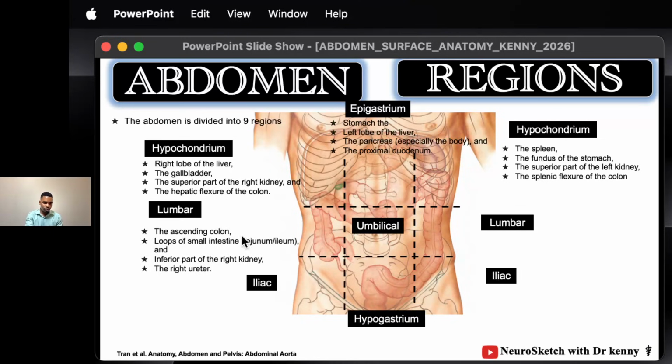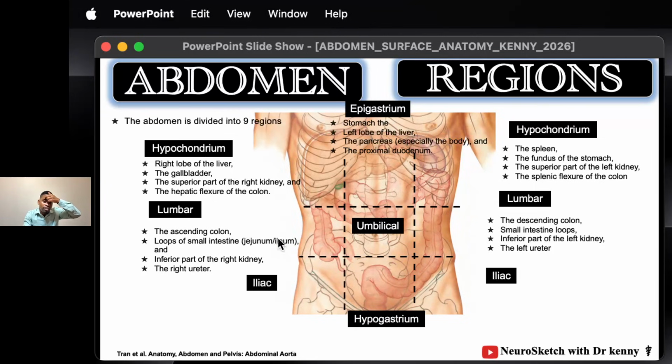Next we have the lumbar region, the right lumbar region, and what you should remember in the lumbar regions is that you have the kidneys. At least the lower parts of the kidneys are found in either lumbar region, but we have the ascending colon on the right side and the descending colon on the left side. Don't worry, again we're going to discuss them in detail. This is like a mirror image of that one, except this is the ascending and this is the descending colon.